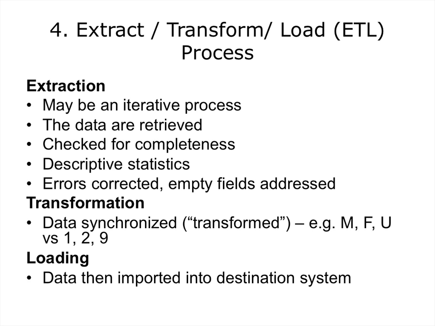Next, data must also be synchronized or transformed. For example, patient gender in one system in the hospital may be stored as M, F, U, while another system might use 1, 2, 9. One set of values must be changed so that all the records are using the same values.